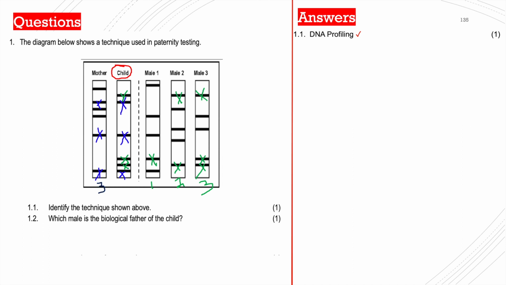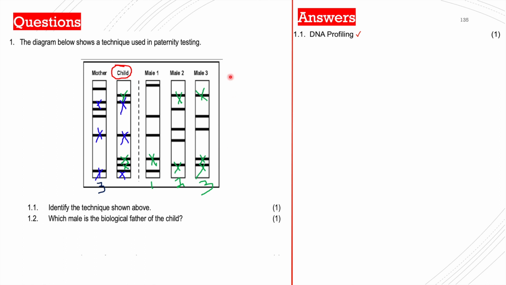So let us count how many black bars of the child's DNA profile do we have. We have 1, 2, 3, 4, 5, and 6. 3 of them match with the mother, that is 50%, and 3 of them match with male 3, that's the other 50%. So the biological father is definitely male 3. This child might be related to male 2 and male 1, maybe the uncle, maybe the close cousin, but not the biological father. Okay, so the biological father in this instance is male 3.